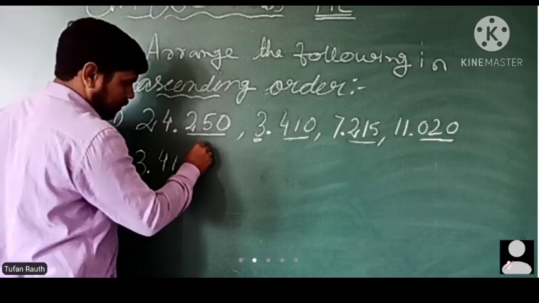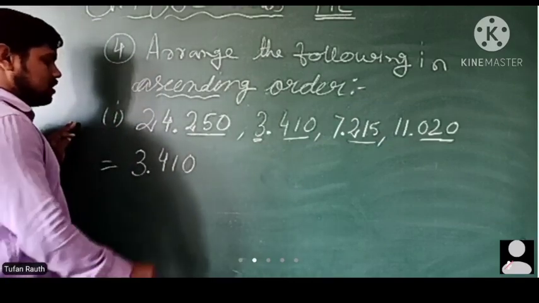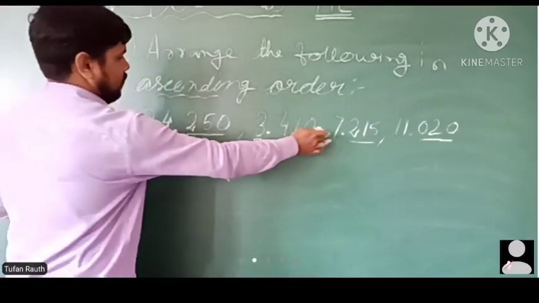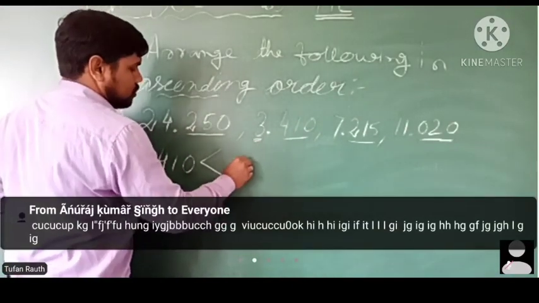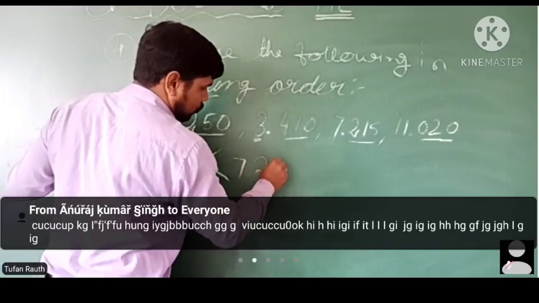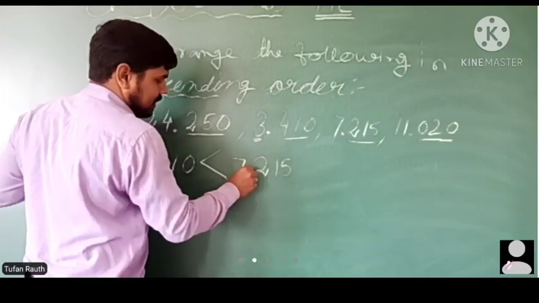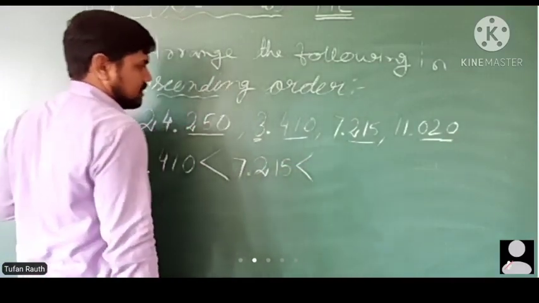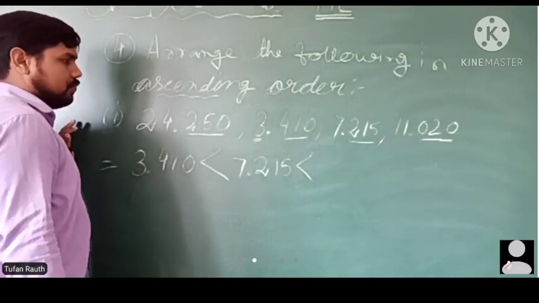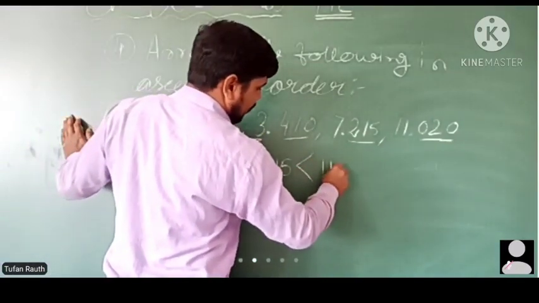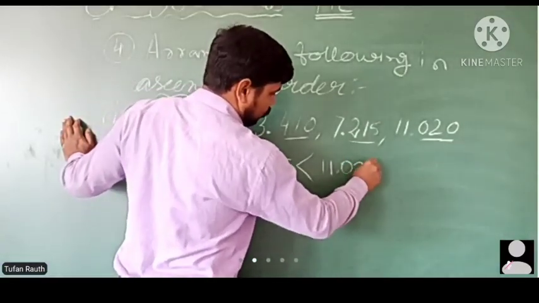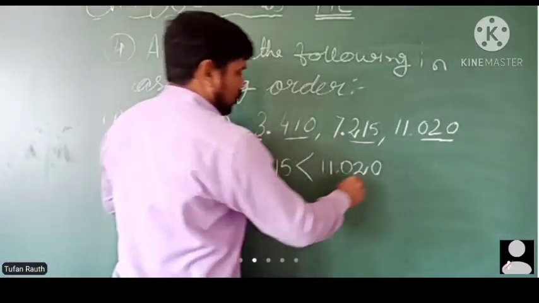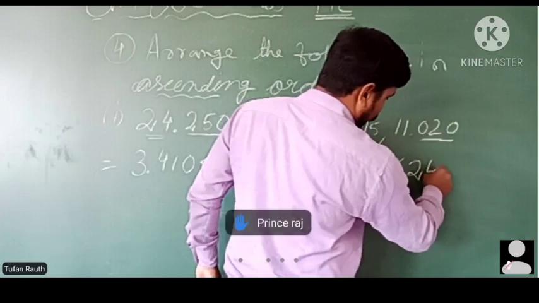So this is the smallest one and after then you have to write the greater number from this. So 3 के बाद हमारा 7 है, देख सकते हो decimal place से पहले. So 7 decimal 215. So 7 decimal 215 is greater than this. After then you have to check, after 7 decimal 215 which number we have is 11. So 11 decimal 020 and after 11 which we have is 24. So at the last it will be 24 decimal 250.